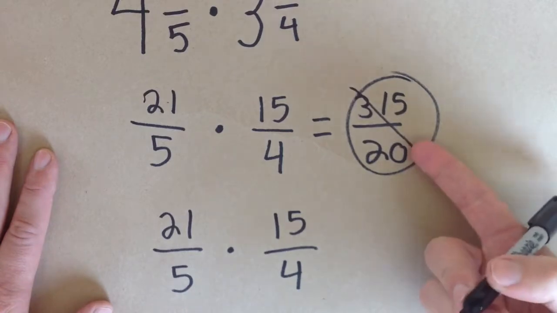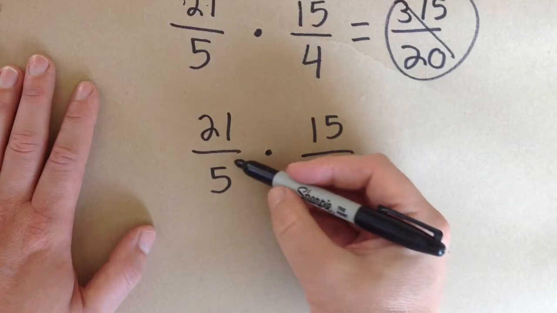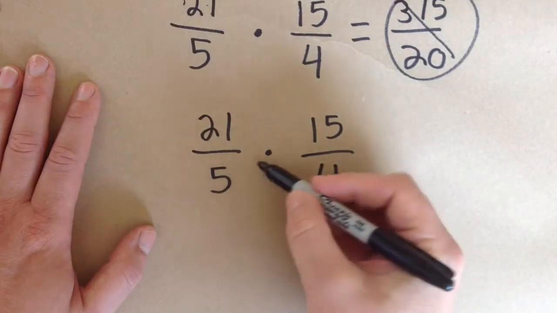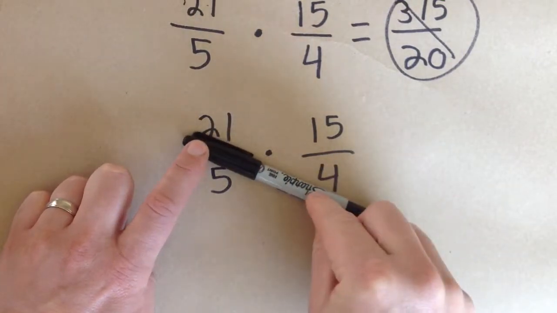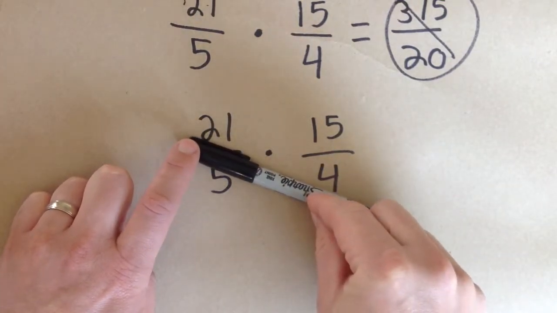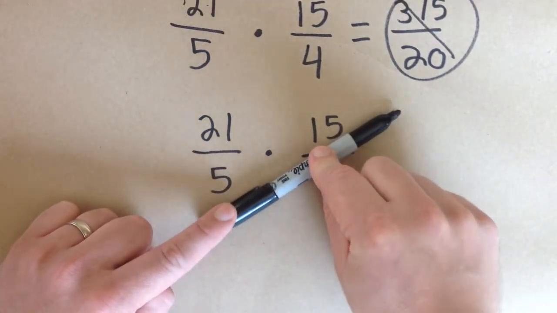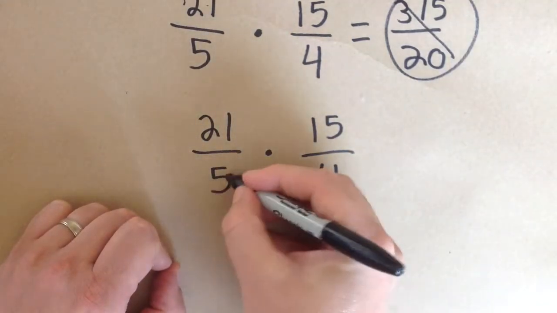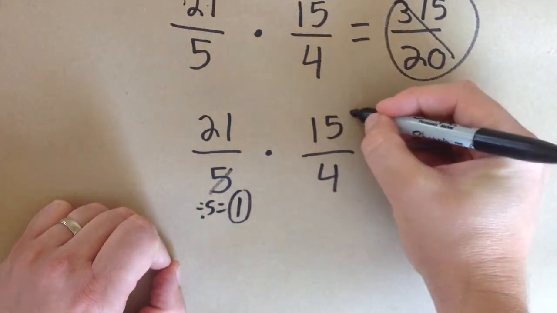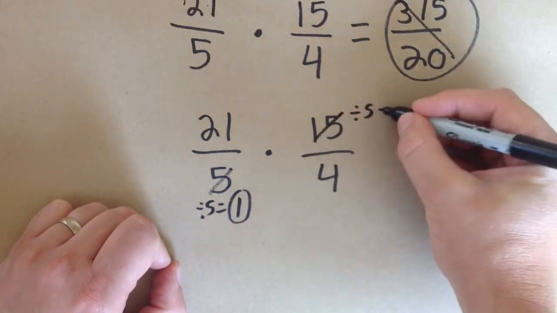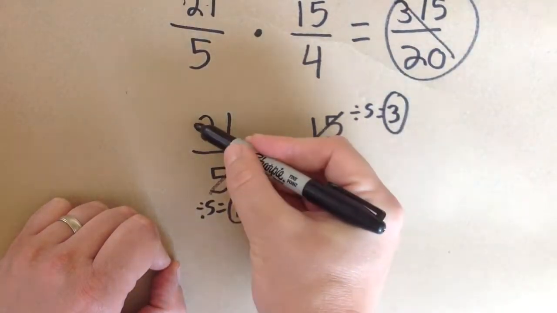This would work if you really want to do it, but an easier way is something I call cross-canceling, or cross-reducing. In this case, I'm going to look at 21 and 4, the numbers across and diagonal from each other. Is there any number that divides evenly into 21 and 4? No. Let's try the other way. Is there any number that divides evenly into 5 and 15? Yes, 5 does. So 5 divided by 5 equals 1, and 15 divided by 5 equals 3. So I'm going to use these numbers instead when I multiply.